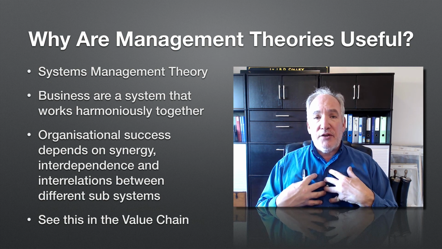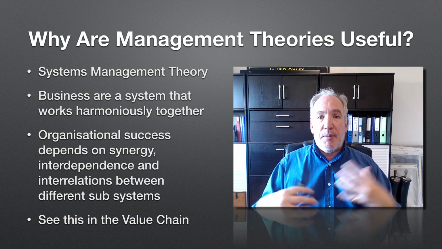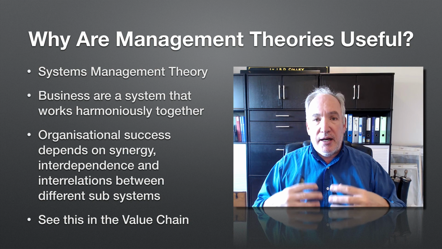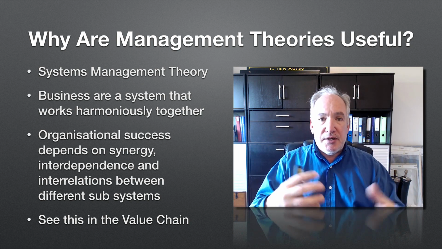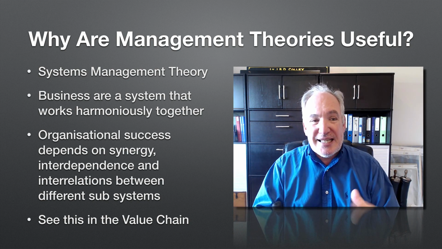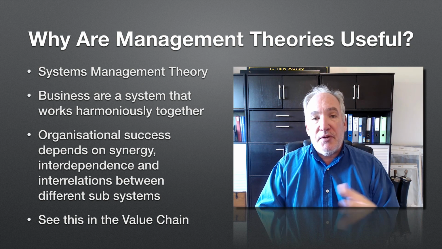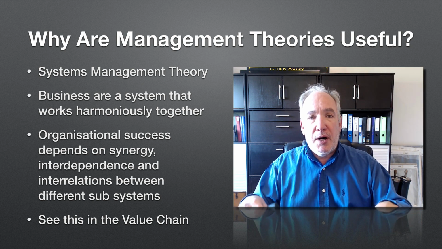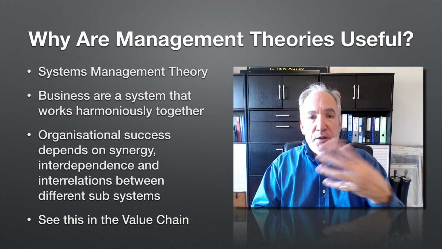So your heart has to work with your blood system to pump blood around, and the blood system has to provide oxygen to the brain. And if the brain does that, then something else does this. You see what I mean? It works as a system. Another good example of this in business is the value chain. The value chain is a system with one part of the value chain depending on another.